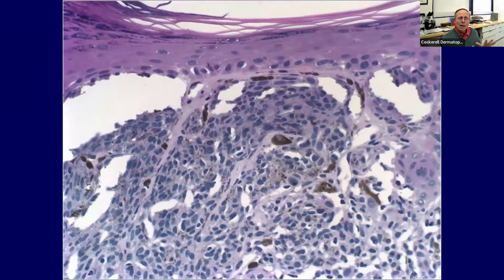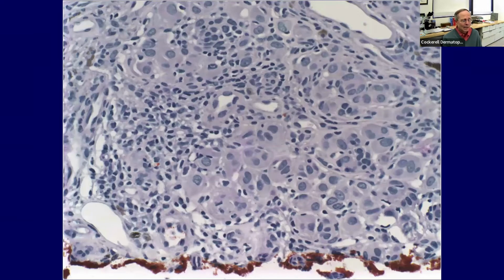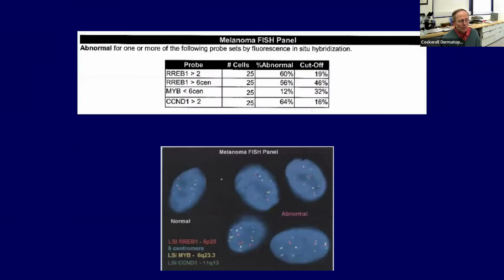But the other pathology group that looked at this was concerned about it, and they started testing it. And again, I would not have tested this lesion. I would have just called this a Spitz's nevus. I wouldn't have done anything else to it. And again, they did the test. They found some abnormalities with FISH.